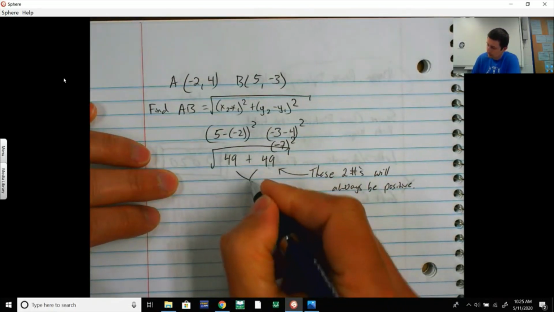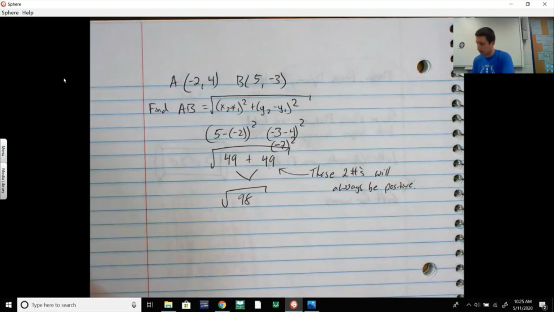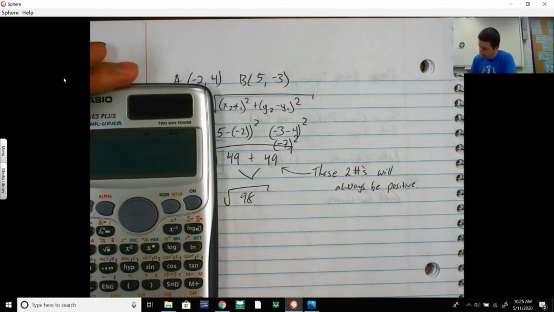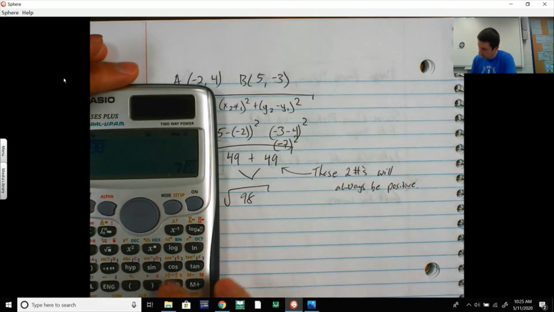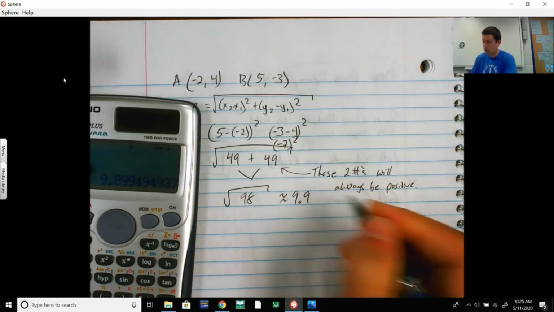Add them together, so square root of 98, and we want that as a decimal right now. The square root of 98 is about 9.9, almost 10. Square root of 100 would be 10.